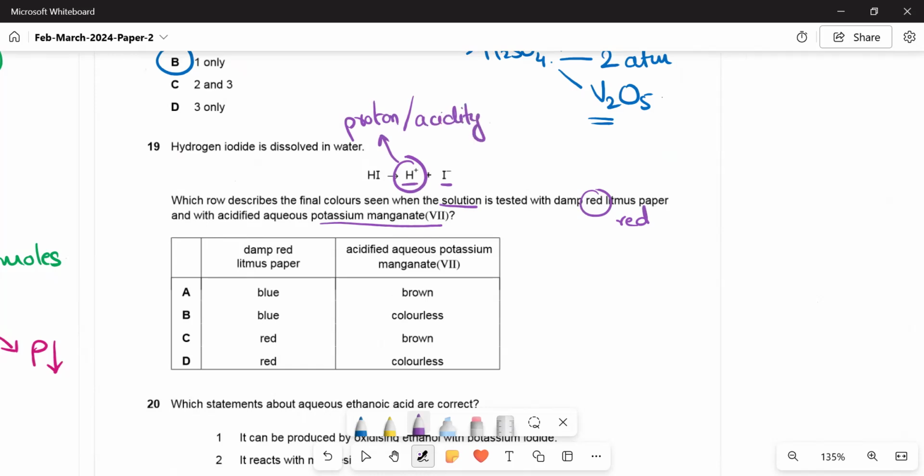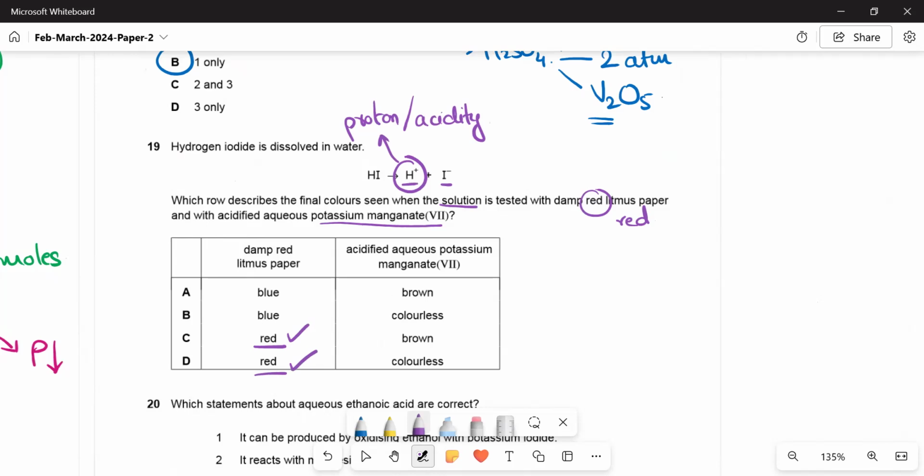So if we have H positive coming out, that means the substance is acid and it will turn red litmus paper red. It will remain red. It will not turn into blue. So the answer is this, C or D.